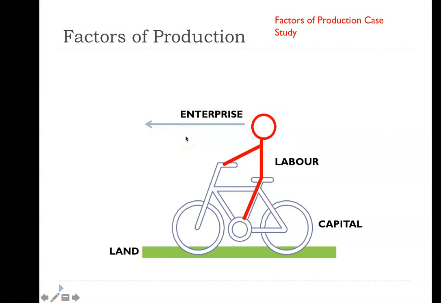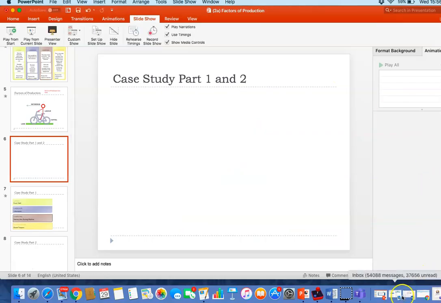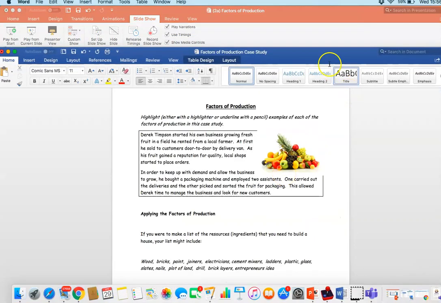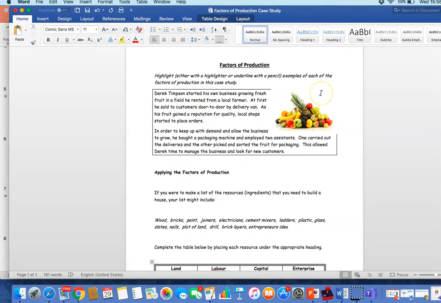We are now going to move on to our first task, which is the factors of production case study. So you're going to do part 1 and part 2 of this case study. I'll bring this up just now. It will look like so. For part 1, you have a few ways to do this. It says highlight, either with a highlighter or underline with a pencil, examples of each factors of production in this case study. So you have to read through it, and every time you see something that's a factor of production, you're going to highlight it.